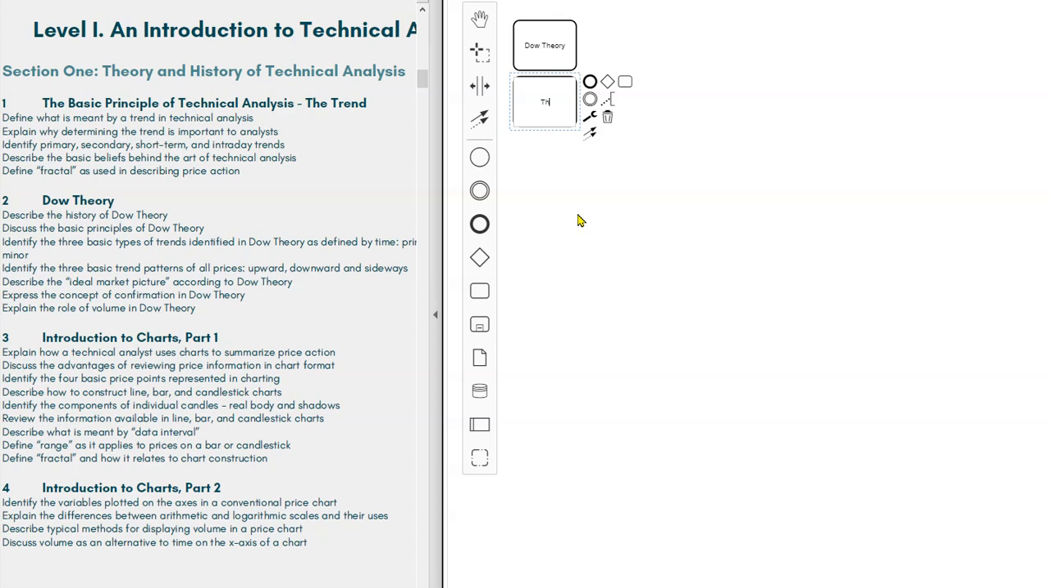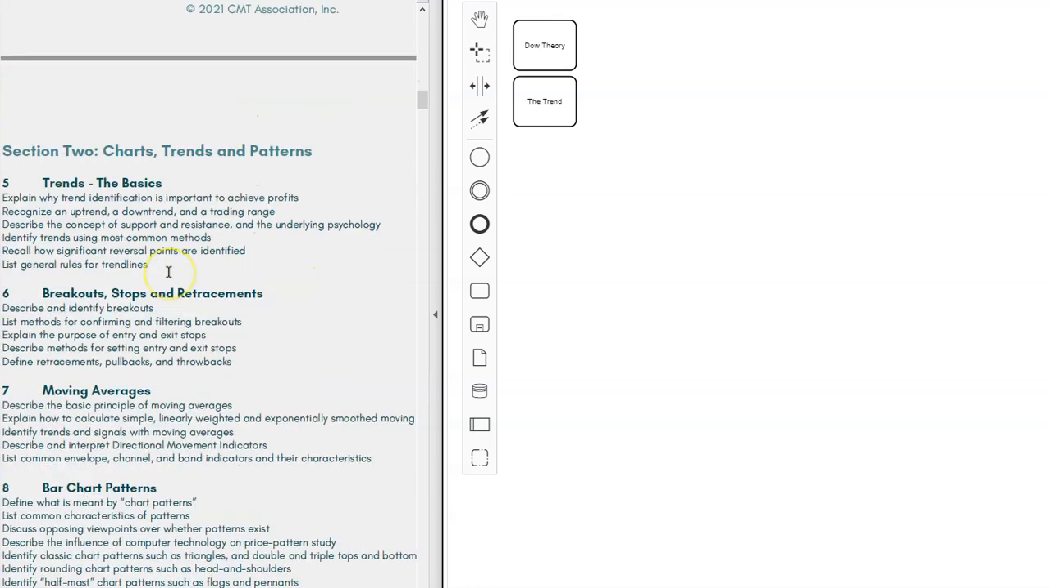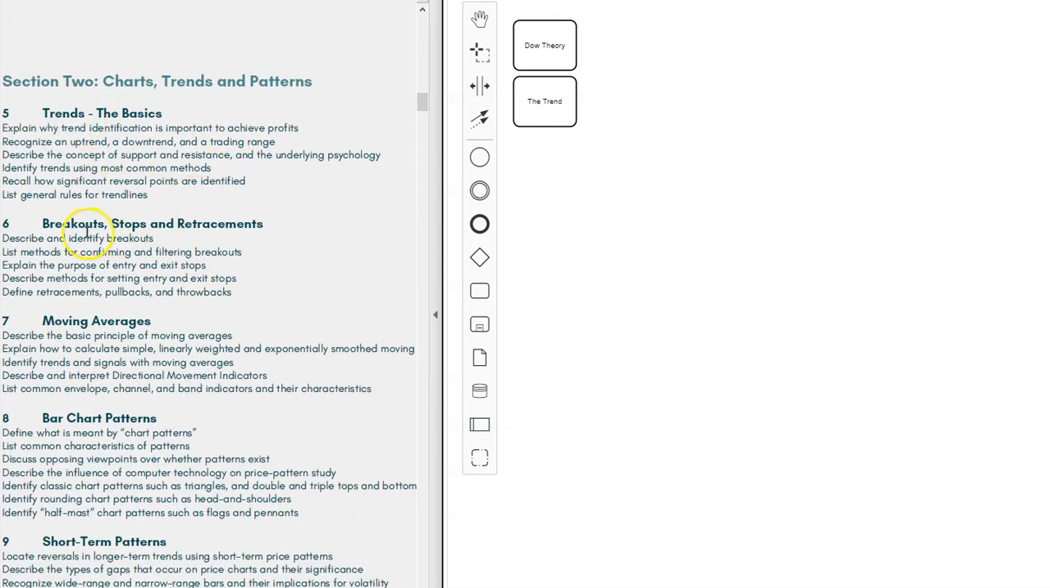The trend. So when I say the trend, you say the trend. That's an introduction, we'll circle back to that. Trends, breakouts. When I say breakout, you say breakout. When I say stop, you say stop.